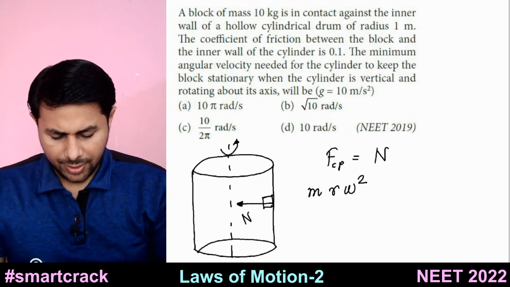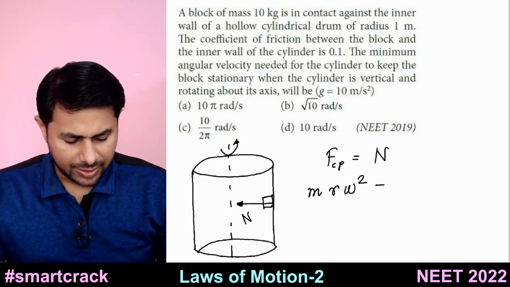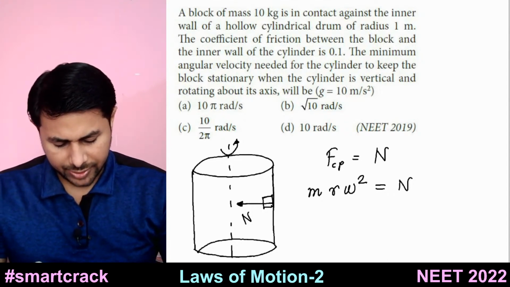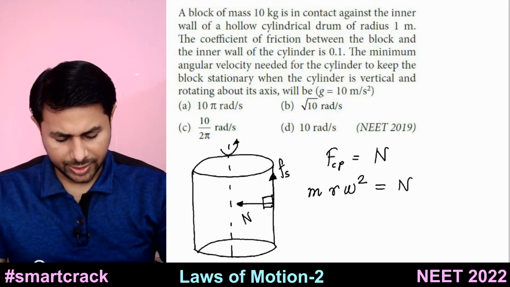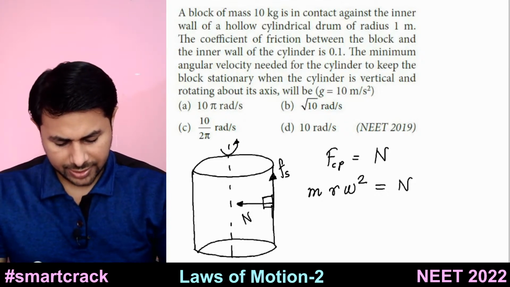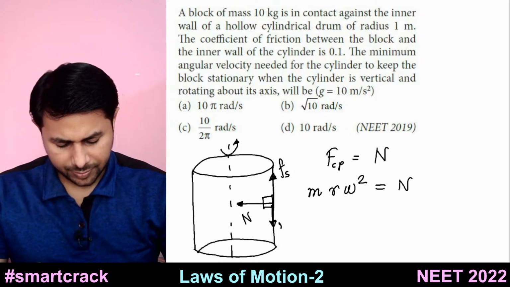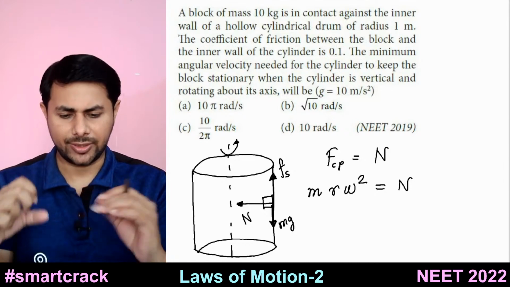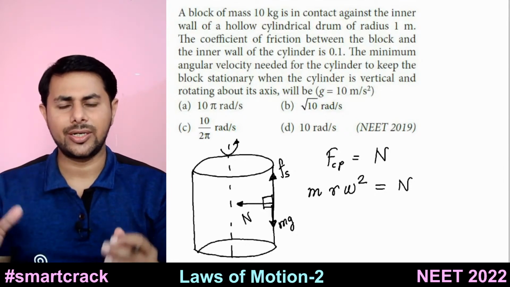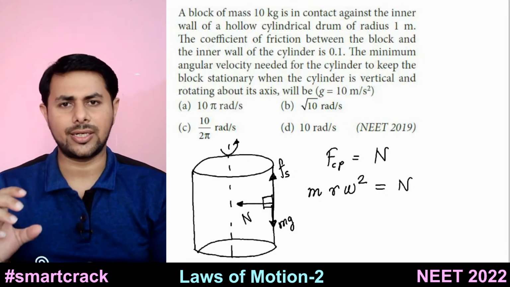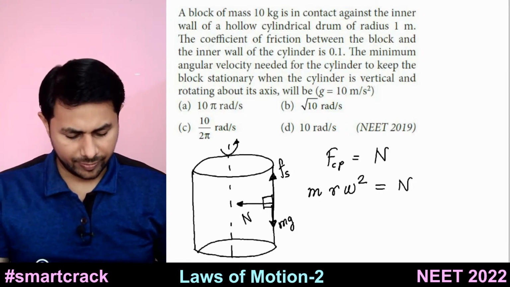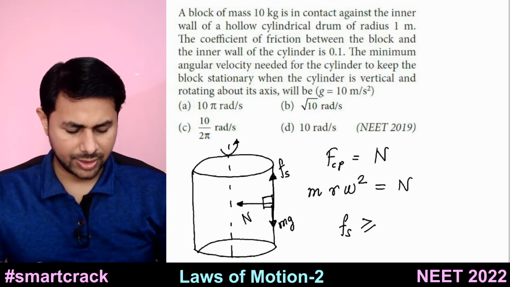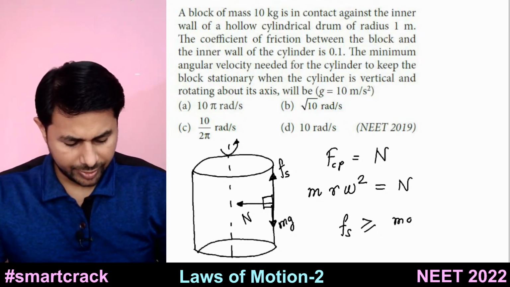Okay, so m r omega square equals N, and now there will be some frictional force which is directed upwards. It will resist the fall of this block. So if it has to hold the block at the same position, then the frictional force must be greater than or equal to the force due to gravity. So the frictional force should be greater than or equal to mg.